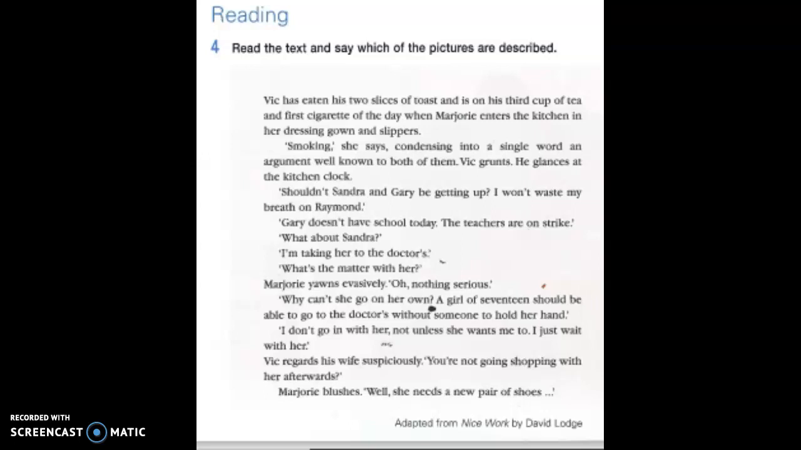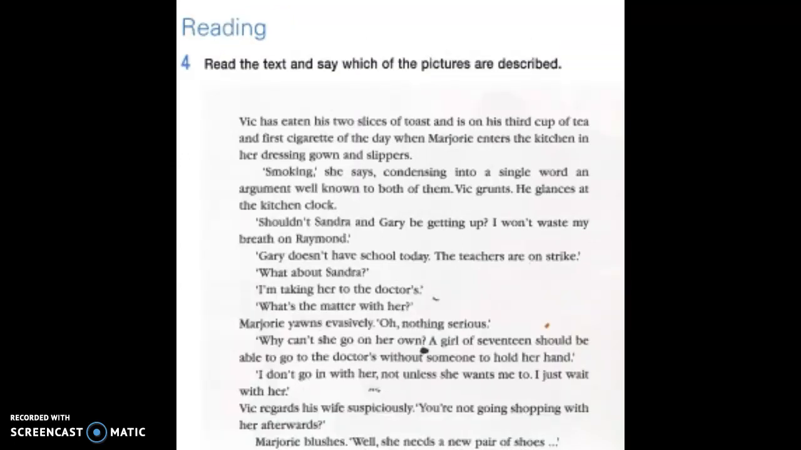Now they're going to read for gist and do exercise 4. Exercise 4 says read the text and say which of the pictures are described. So they read the text quickly and match with either A, B or C. This shouldn't take long. They can do a quick peer check at the end and then get the answer from a student and make sure that they can see the answer on a slide.